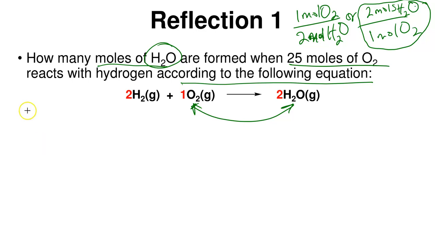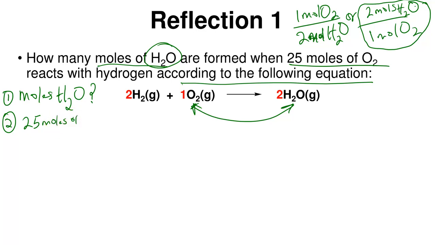Let's follow the chart. Let's try to write out what we're given. The first part, we're asked to find moles of water. That's what we're looking for. In the second thing, I'll try to list them out. What were we given? We were given 25 moles of oxygen. That's what we're given.